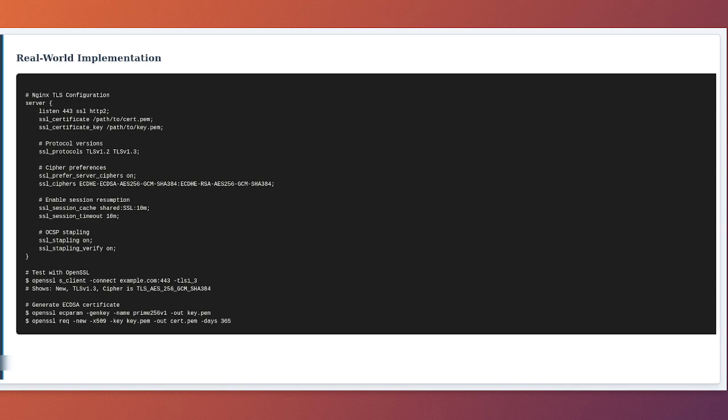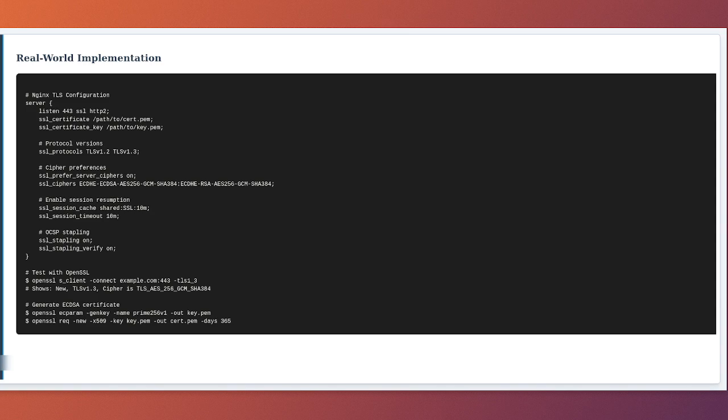A modern configuration might look like ssl_ciphers ECDHE-ECDSA-AES128-GCM-SHA256:ECDHE-RSA-AES128-GCM-SHA256:ECDHE-ECDSA-AES256-GCM-SHA384:ECDHE-RSA-AES256-GCM-SHA384. The order matters. Servers typically choose the first cipher that both parties support.